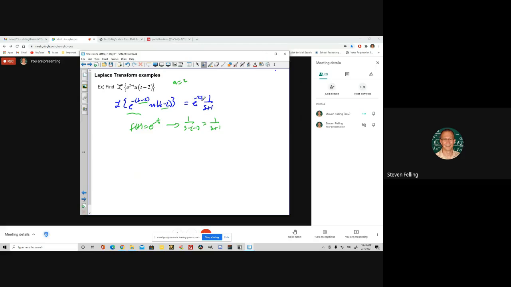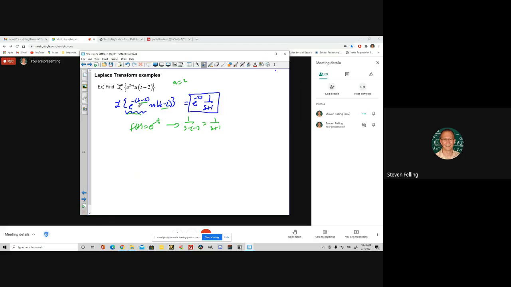So, right, if you have a function shifted in time multiplied by a unit function of that same shift, the Laplace transform of that is the Laplace transform of the function, 1 over s plus 1, but multiplied by e to the negative 2s.